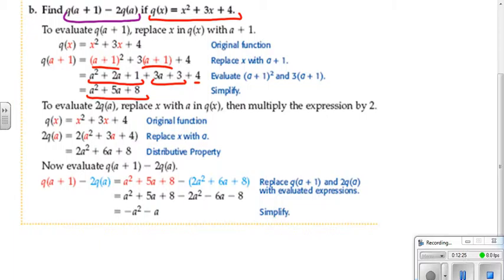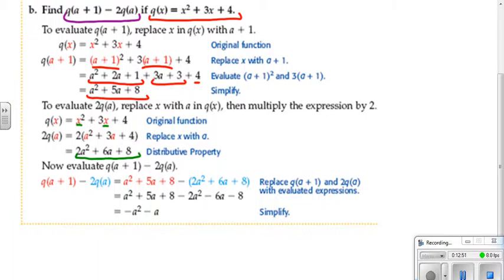Now to evaluate the 2q of a, we replace x with a in every piece, then multiply the whole thing by 2. So everywhere we see x, we put in a, and then we multiply everything by 2. So 2 times a squared plus 3a plus 4. So 2a squared plus 6a plus 8.